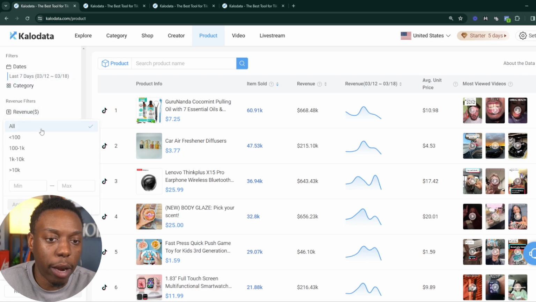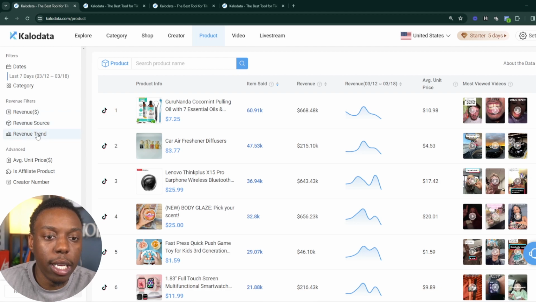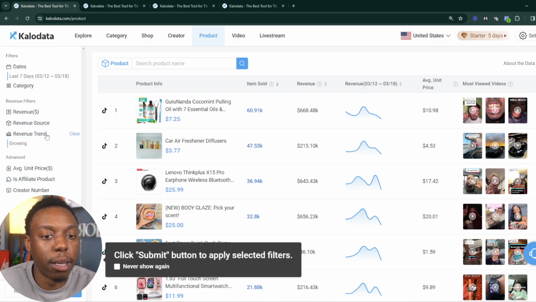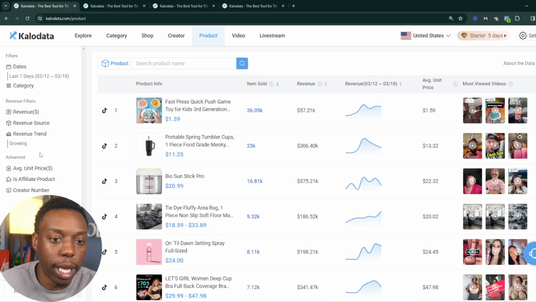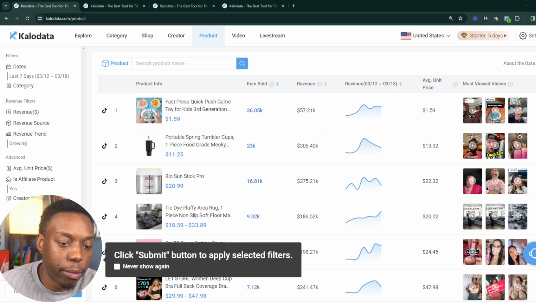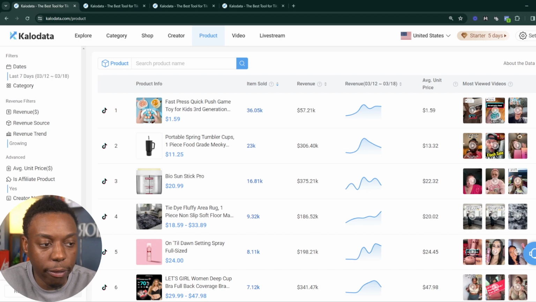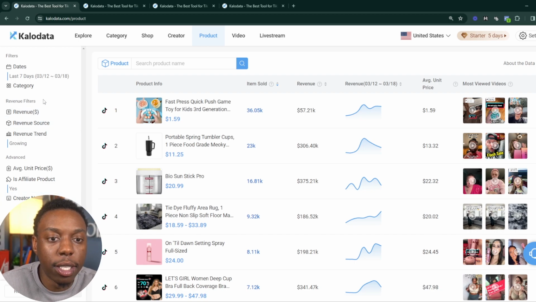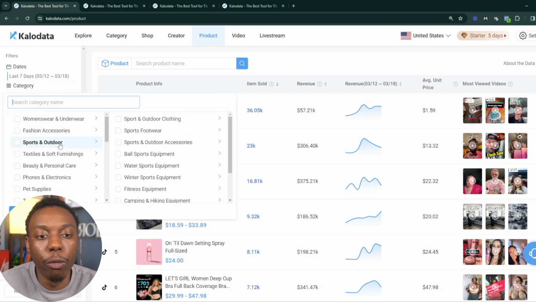We can also filter by revenue. What I like to do is go to revenue trend and find something that's growing. I'm gonna hit submit here to apply that. I'm also gonna make sure it's an affiliate product as well, because obviously we wanna find things that are affiliate related. And then sometimes I like to specifically go for a certain niche.